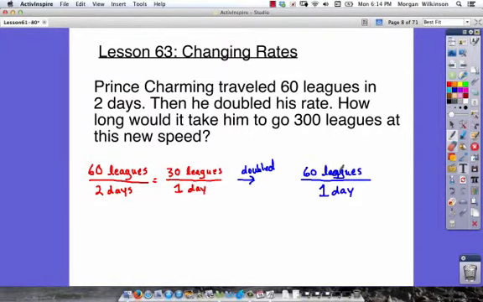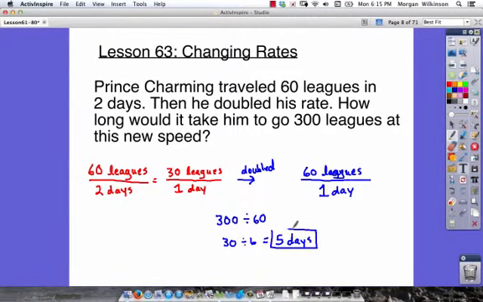Well, if he goes 60 leagues in 1 day, how many days would it take him to go 300 leagues? We're going to have to say 300 divided by 60. And 300 divided by 60 is just like saying 30 divided by 6 if we write an equivalent division problem. Now we know 30 divided by 6 is equal to 5. So it's going to take Prince Charming 5 days to travel 300 leagues at 60 leagues in 1 day, his speed.